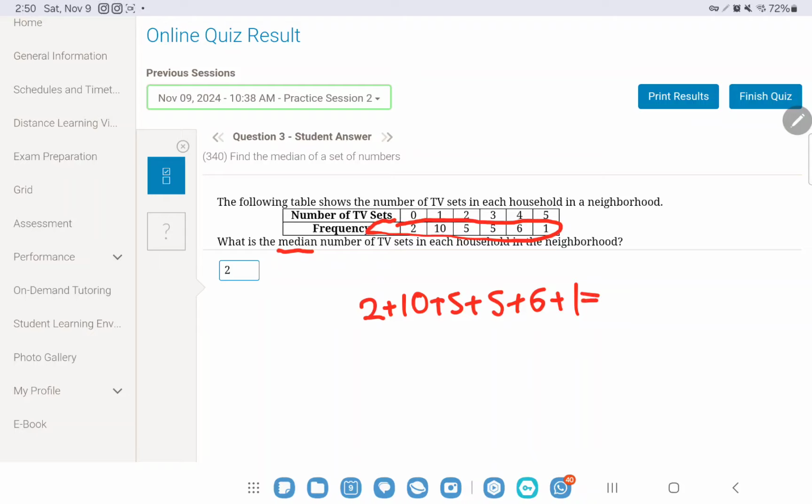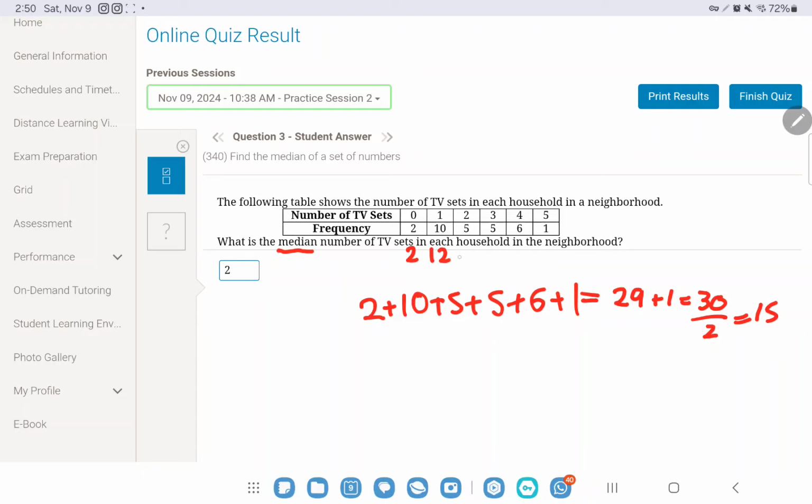22 plus 7 is 29. You're gonna get 29, okay? You're gonna add 1 to it. You're gonna get 30 divided by 2. It's the 15th position. So now we find cumulative frequency.